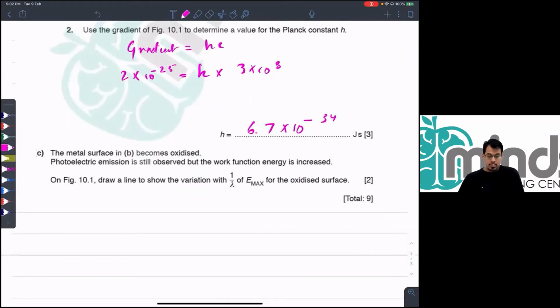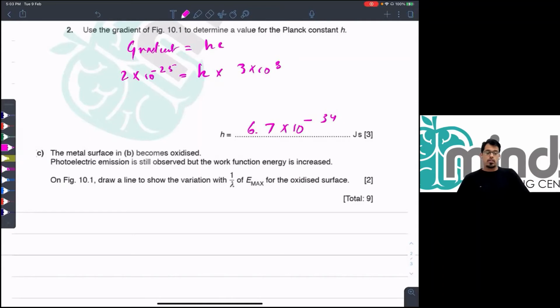The metal surface in B becomes oxidized. Photoelectric emission is still observed, but the work function energy is increased. On figure 10.1, draw a line to show the variation with 1 over lambda of E max for the oxidized surface. By the way, do we remember the concept of oxidation? Quite possibly you have studied it in chemistry. How many of you remember what oxidation is? Loss of electron. Oxidation means loss of electron, right?